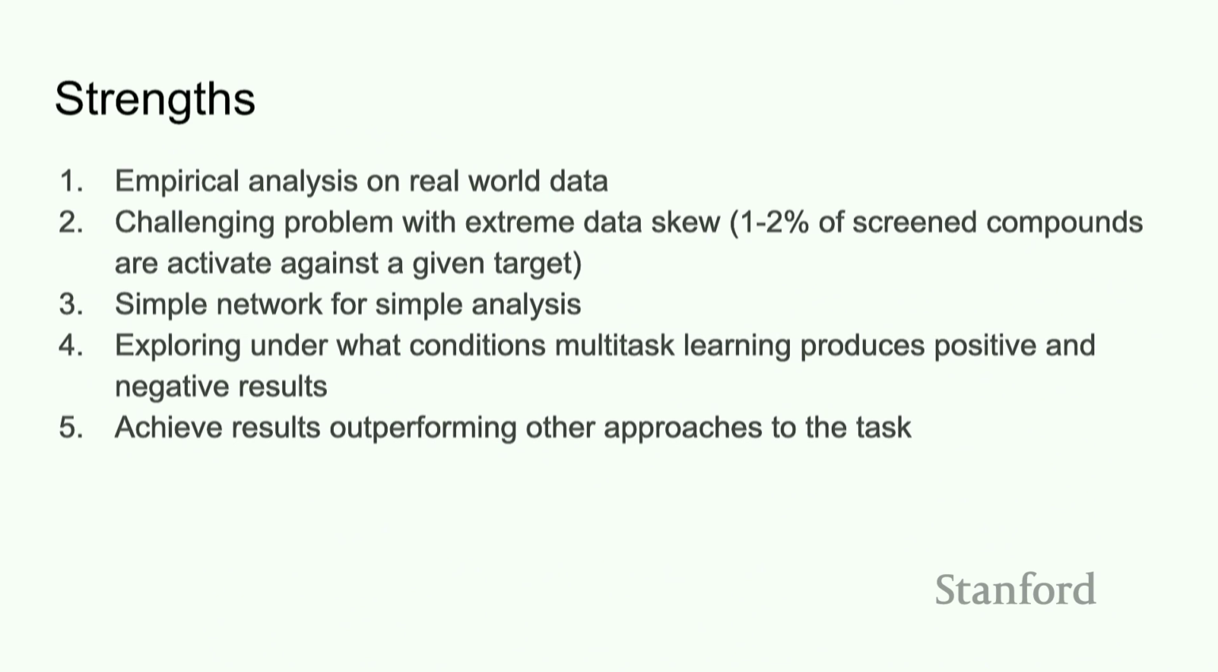All right, and to give an overview of what we thought the strengths of the paper were, primarily we thought, one, it's a very detailed empirical analysis on real-world data, which is always a good thing in a machine learning paper. They're able to tackle a challenging problem with an extreme data skew where you're doing binary classification, but only 1% to 2% of the input data is actually active, which is a very difficult problem in general, and they do it well here.